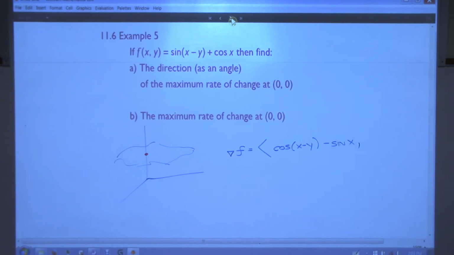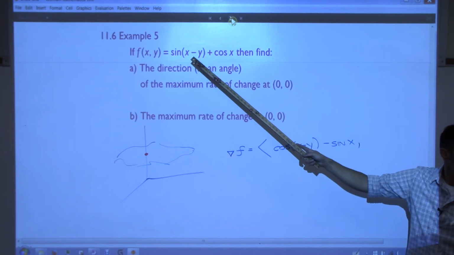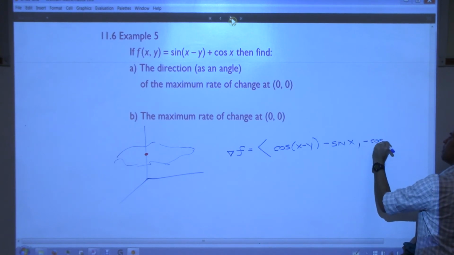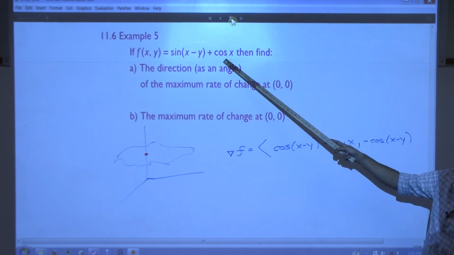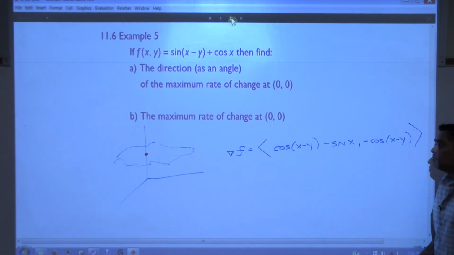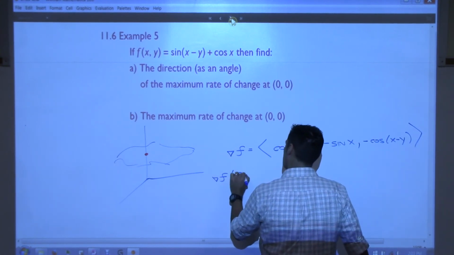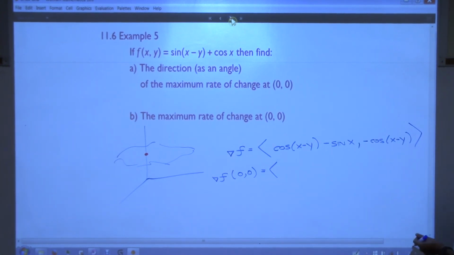The partial with respect to y, be a little careful here, is cosine(x minus y), but then the derivative of the inside is negative 1. So it's negative cosine(x minus y). And then the derivative of this piece is 0, because x is a constant. So that's it. That's my gradient vector. All I need to do now is plug the point in. If I take the point (0, 0) into that, that will be the direction I should point.